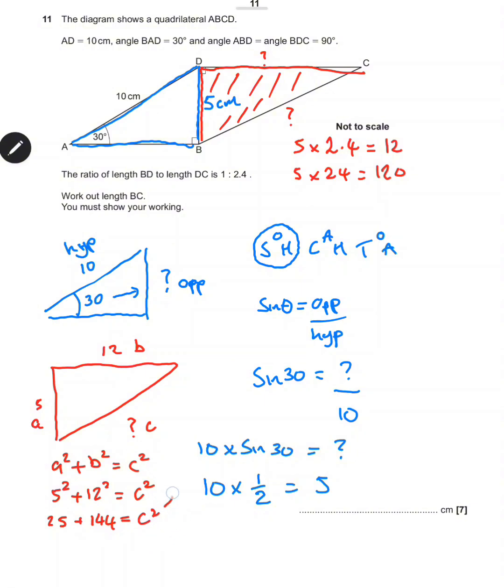25 add 144 is 169. So C squared equals 169. C is the square root of that. Square root of 169 is 13.